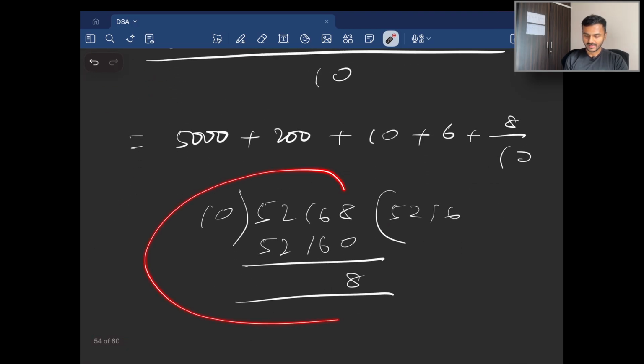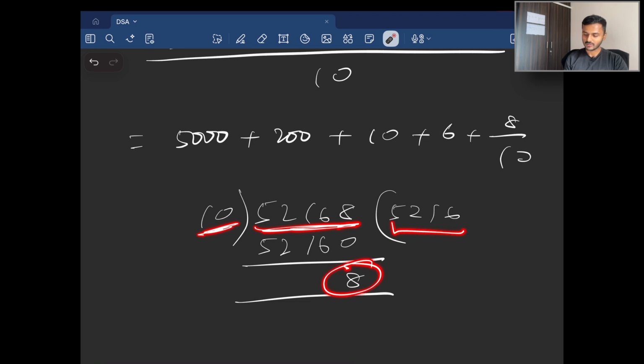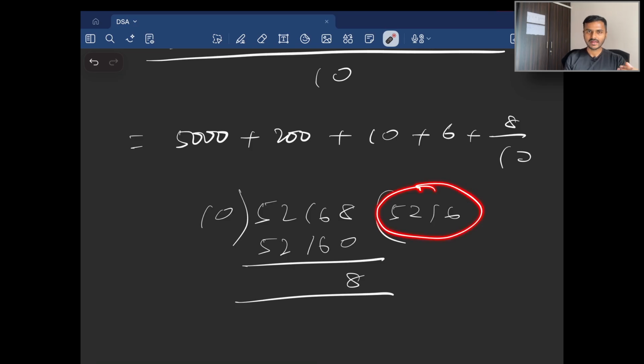Pay attention to whatever we did over here. When we divided 52168 by 10, we got 8 as the remainder. But what was the quotient? The quotient was 5216, which is this part of the number. Now, if you take the quotient and divide that quotient by 10 again, what are you going to get? You're going to get 6, right? Because 6 now is the last digit of this number. So essentially, you'll be getting the second last digit of the original number. And if you perform that same operation again on whatever you get as the quotient of dividing 5216 by 10, which is going to be 521, you'll get the third last digit of the original number, right?